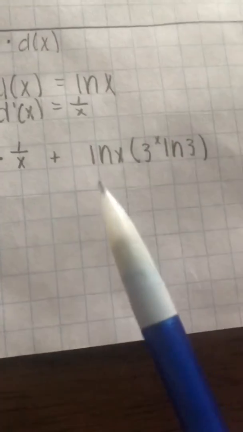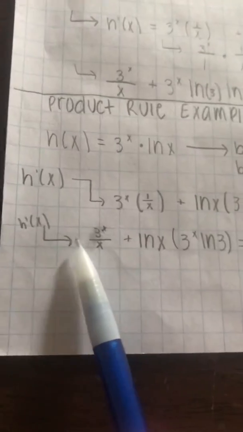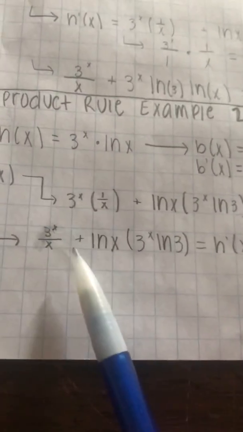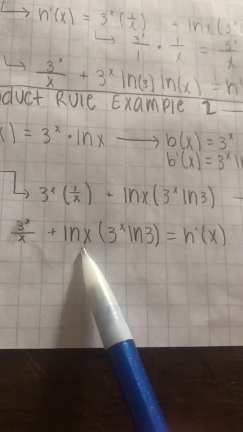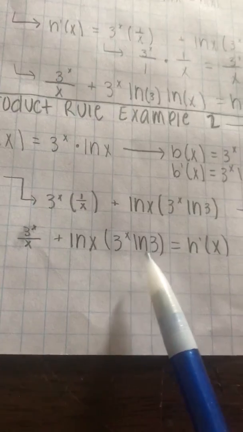There's nothing I can do with the rest. None of them are like terms. Even though I have 2 natural logs, they're natural logs of 2 different numbers, so there's nothing I can do. So I end up with my final derivative after simplifying this part being 3 to the power of x over x plus the natural log of x times 3 to the power of x times the natural log of 3. And that's my final derivative.